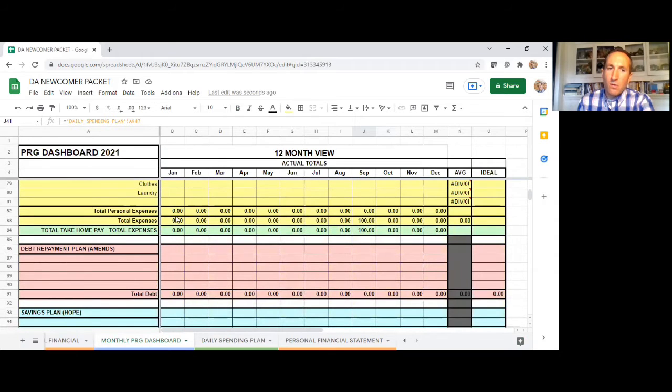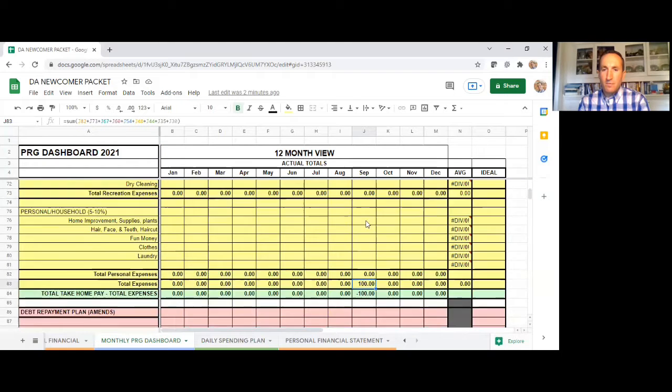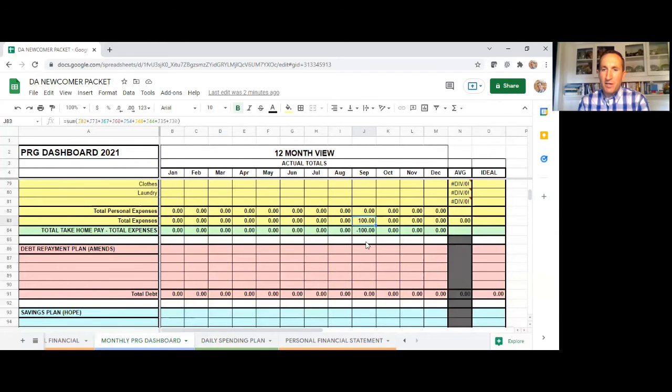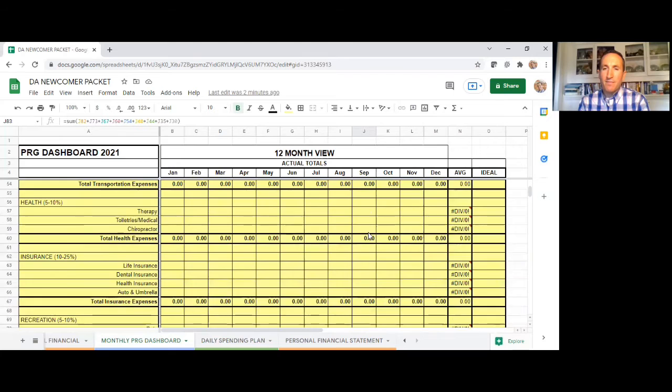So once we have all of these numbers in for September, for example, all of those different subcategories add up to a total expense category, okay? And that'll be populated right here. You can see the $100 gets populated. The total take-home pay minus total expenses is an important number. You can see here it's negative $100 because that's the only number we have.